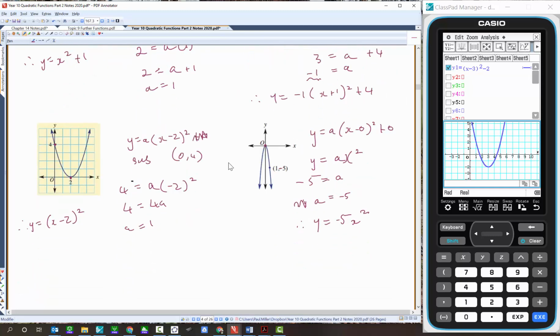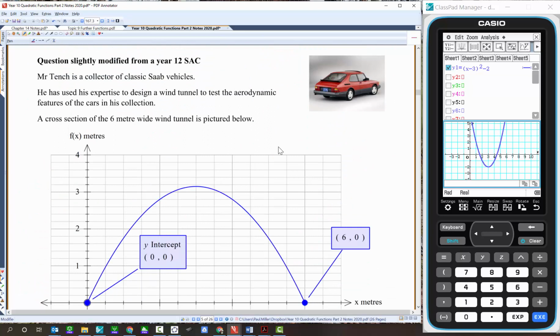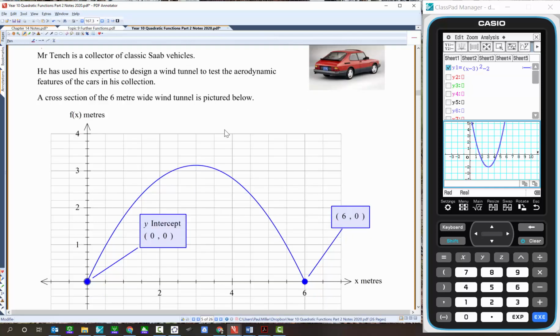All right, last one. Question slightly modified from a Year 12 SAC. This one appeared in a Year 12 Methods SAC. So Mr. Tench is a collector of classic Saab vehicles. He has used his expertise to design a wind tunnel to test the aerodynamic features of the cars in his collection. The cross-section of the 6-meter wide wind tunnel is pictured below.